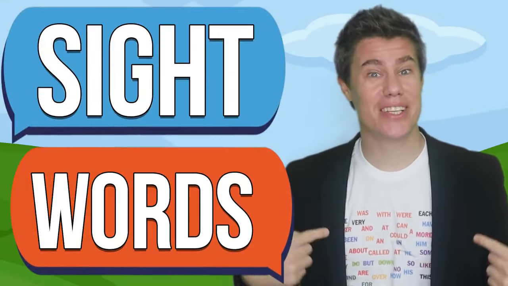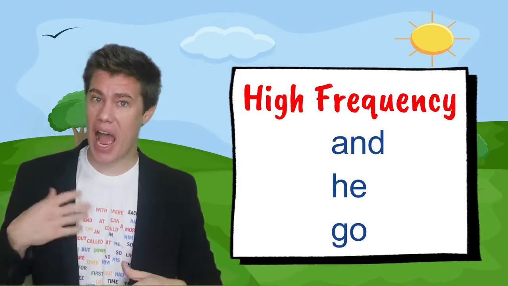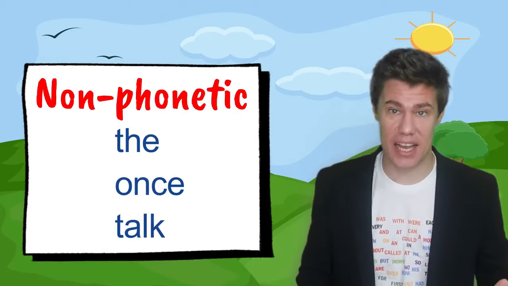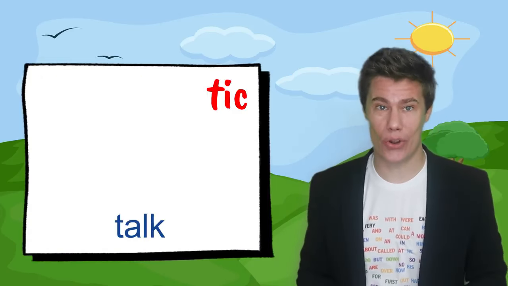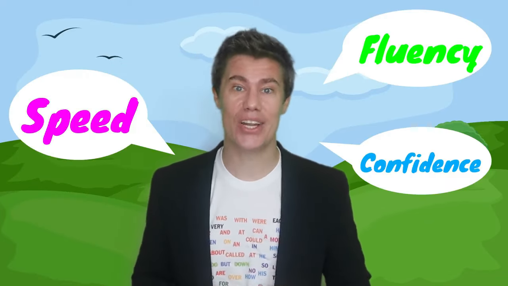How to teach sight words. Sight words are words that children are taught to recognize on sight. There are two main types of sight words: high frequency words like he, go, and words that can't be sounded out phonetically like the, once, talk. Being able to identify sight words at a glance enables kids to read them with greater speed, fluency, and confidence.